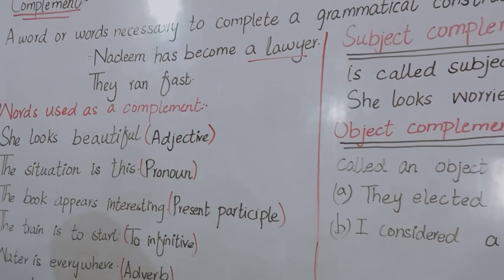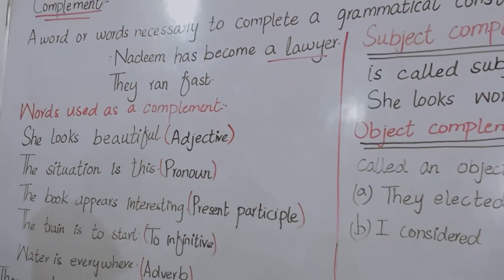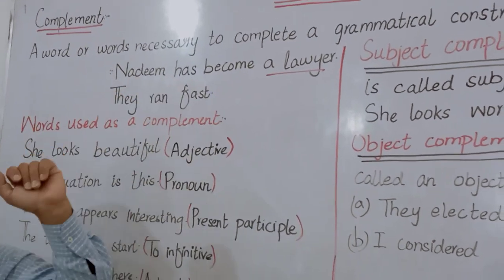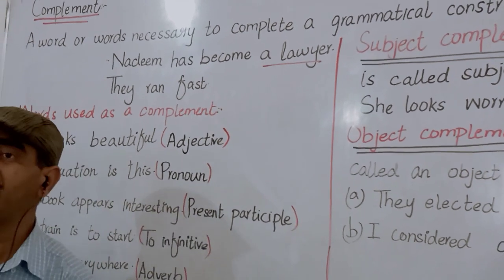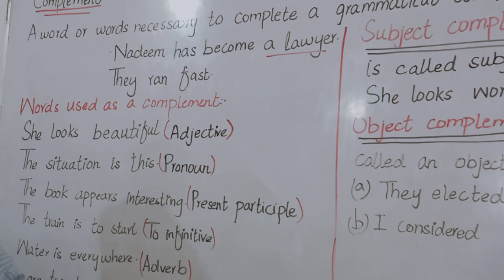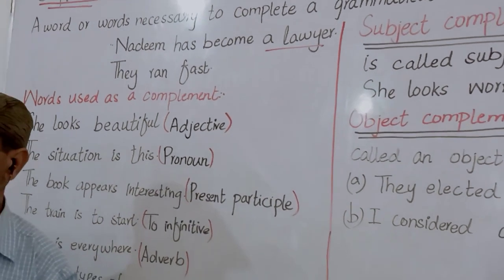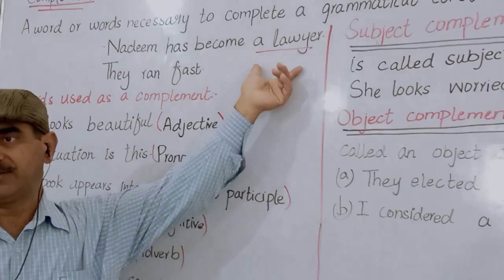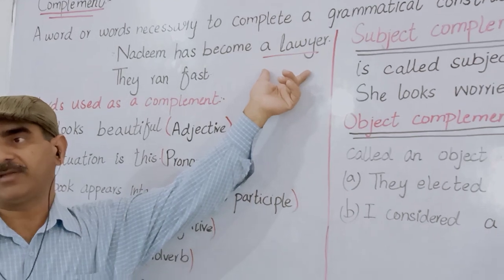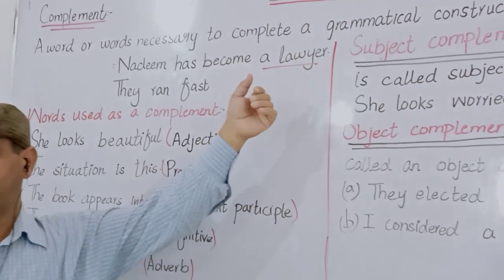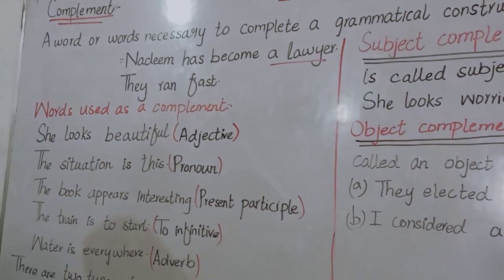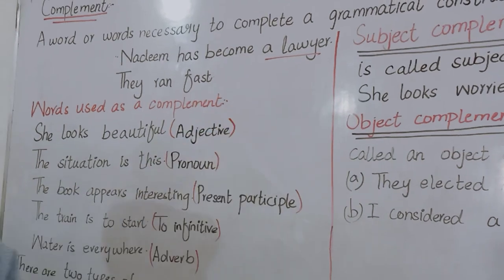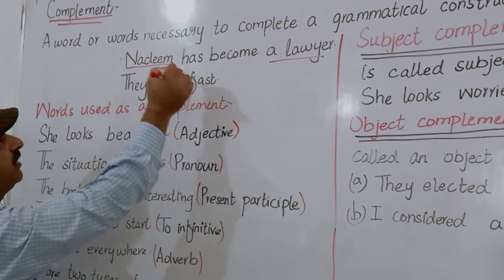If I say "Nadeem has become," will you understand? If I simply say "Nadeem has become," definitely a question may arise in your mind: what has Nadeem become? The question remains until we place a liar over here or any other word: has become a doctor, has become an engineer. So this is called a subject complement, that completes the subject.